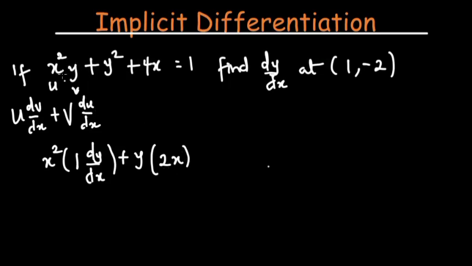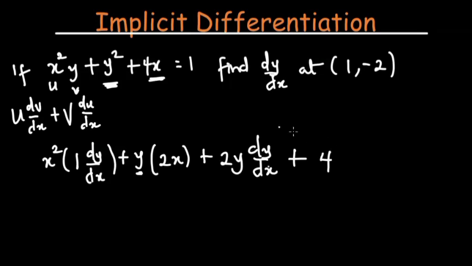Recall that we did not differentiate y there. That is why we're not multiplying by dy dx. Alright, so take note of that. And so we'll move on to the next one, which is y squared. So we are done with x squared y. So we're moving to y squared now. When you differentiate y squared, we have 2y dy dx because we are differentiating implicitly. Then plus differentiate 4x, you have 4. Very simple. And when you differentiate a constant, you have 0.